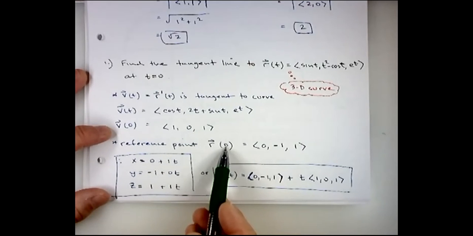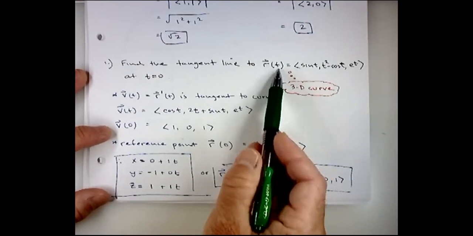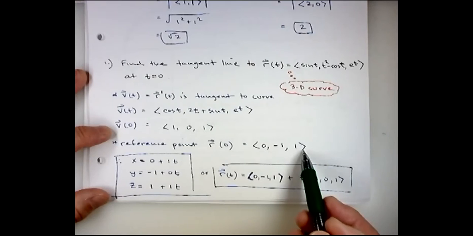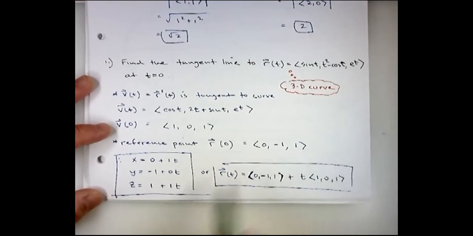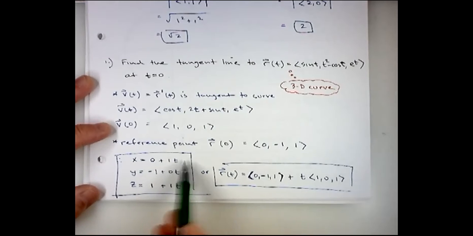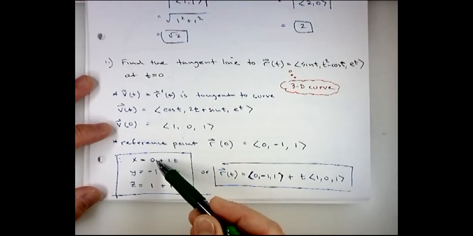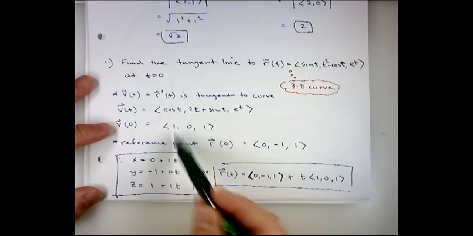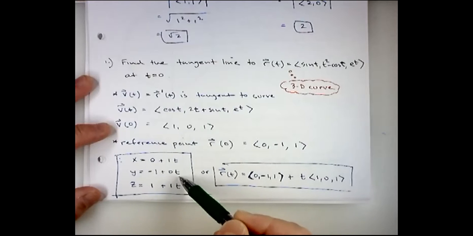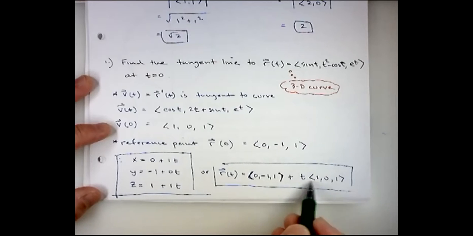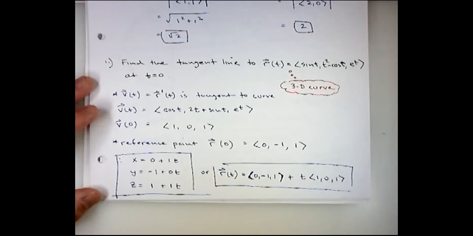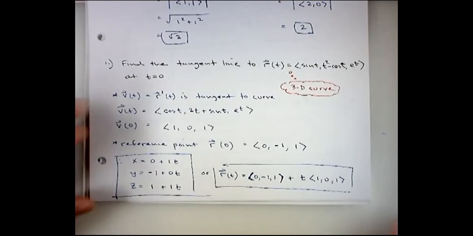Our reference point, where is our tangent line? It's at r of 0. So if I evaluate my position vector at 0, I get 0, negative 1, 1. And recall from chapter 12 how to write the equation of a line in space has to be parameterized. So x would be your reference point, 0 plus 1t, y is negative 1 plus 0t, z is 1 plus 1t. You can also write that as a vector function. Recall from chapter 12, we sometimes wrote our lines as a vector, actually a vector valued function. So we were actually exposed to these types of functions earlier in chapter 12.